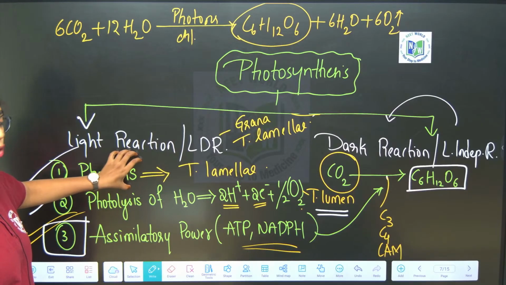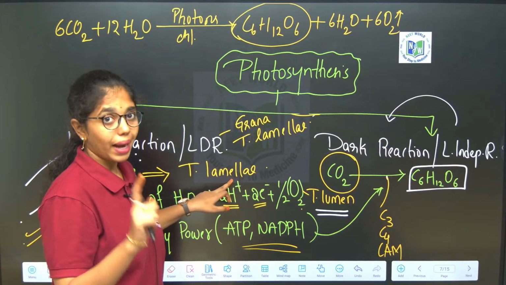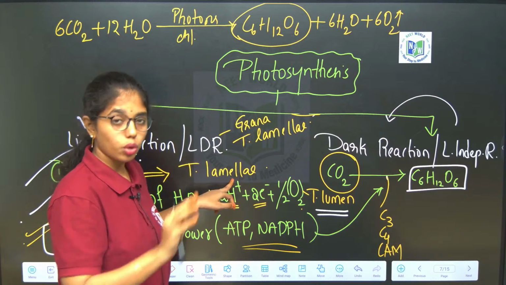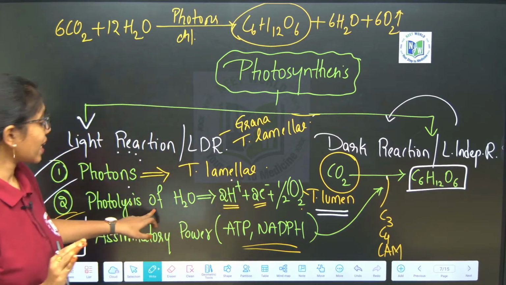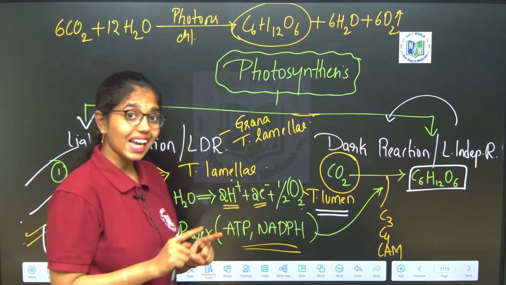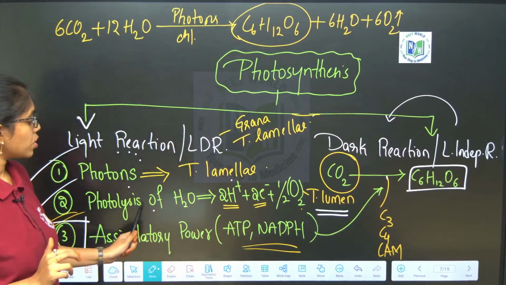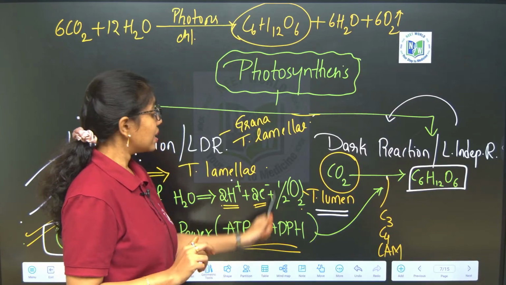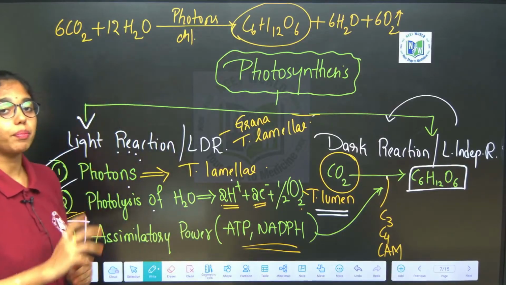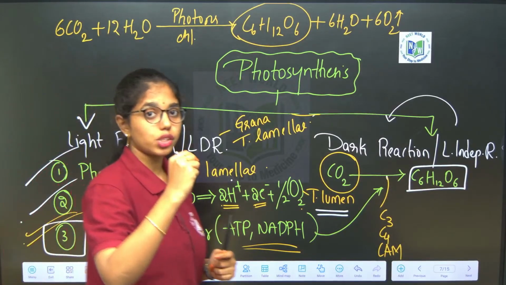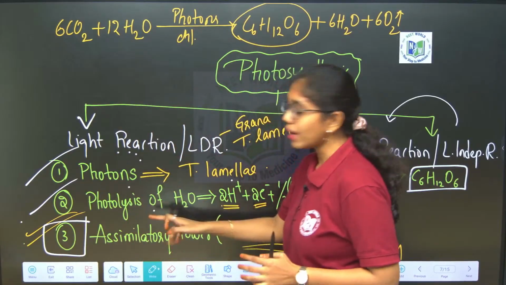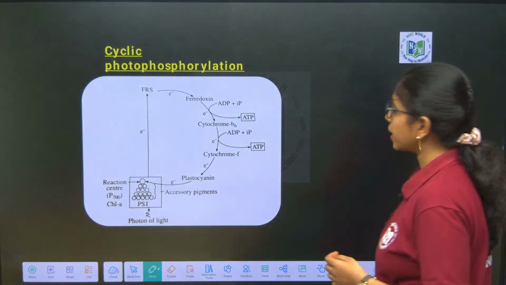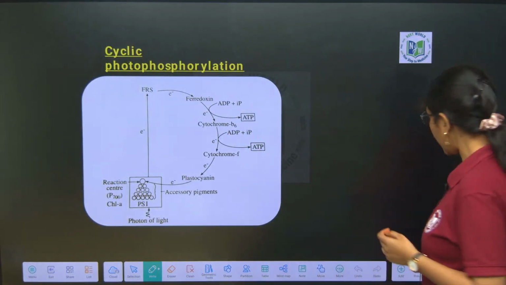We understood how photons are absorbed in the thylakoid lamellae by light harvesting complexes which are present inside the photosystems. Photosystems are present over the thylakoid membrane. Second is photolysis of water, inside the thylakoid lumen, where it forms protons, electrons and oxygen. These electrons will act as a continuous supply of electron flow between the accessory pigment and the reaction center. These two areas are clear for us. Now let us look into the formation of assimilatory power, that is ATP and NADPH.